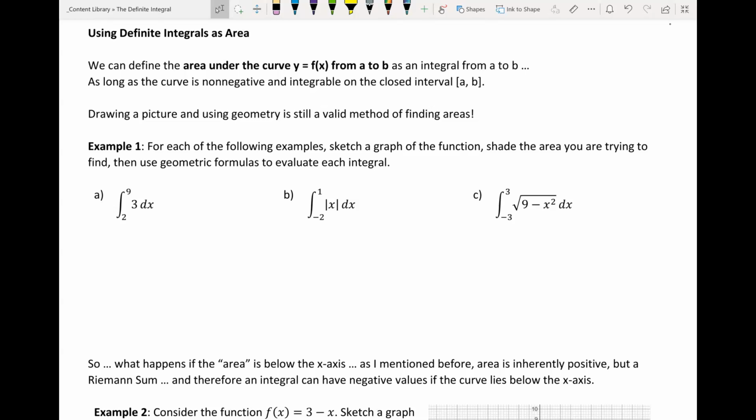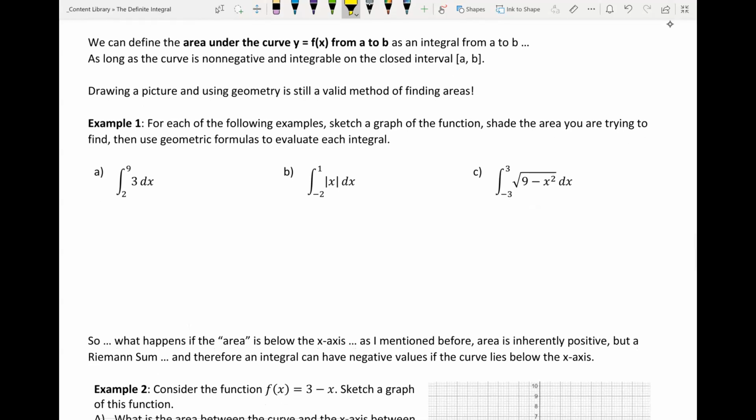So, using definite integrals as an area. We can define the area underneath the curve y equals f of x from a to b as an integral from a to b. So what we can actually do is also draw pictures of the function and then calculate the area underneath the curve to solve for the integral. And that's what we're going to do in example 1.